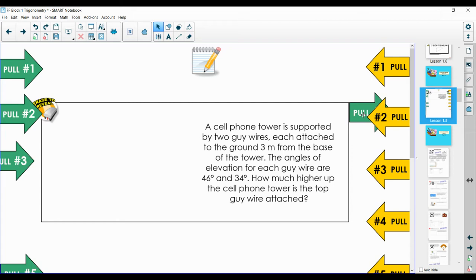Now the question I often get is, what is a guy wire? Those are just your support wires. So we have these supporting wires that are supporting the cell phone tower. Again, the cell phone tower is being supported by two guy wires. They're attached to the ground 3 meters from the base, and the angles of elevation for each guy wire are 46 and 34. And the question is the difference in the heights between those two guy wires.